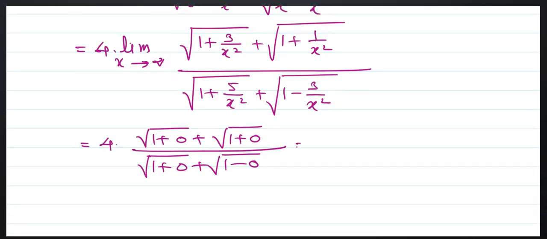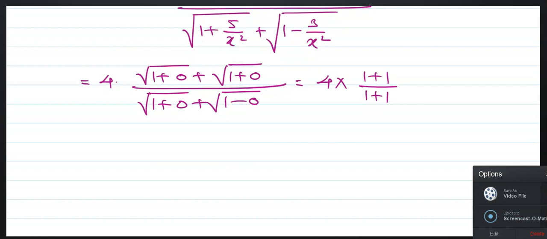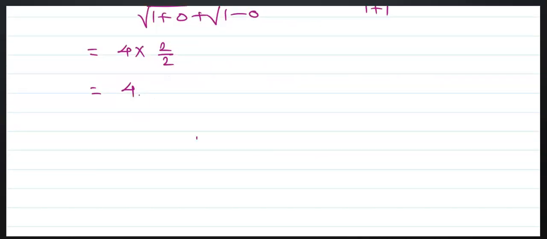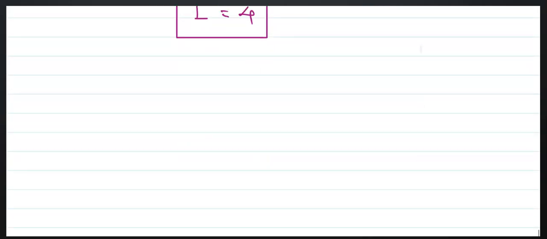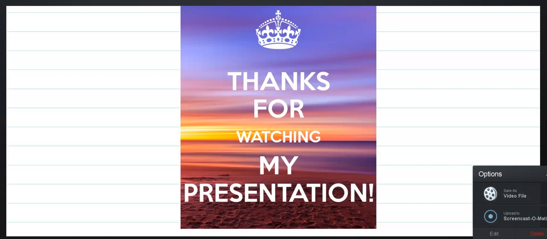Overall 4 into 1, that is equal to 4, and the limit is equal to 4. In this way we have completed the whole chapter of limits. Now we'll start the next chapter, continuity. Only one exercise is there also. Now we'll see in the next video. Till then, goodbye.